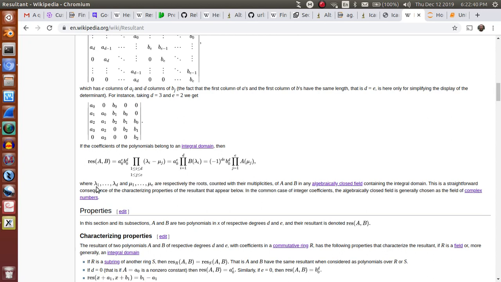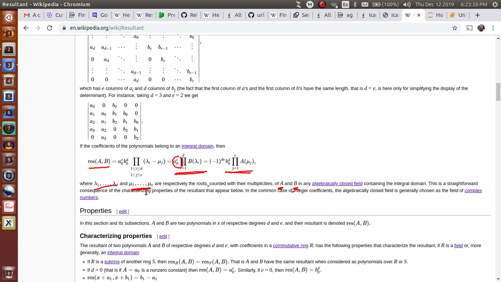See the lambdas here are the roots, counted by their multiplicities, of a, and the mu's are the roots of b. Notice these two, especially this one. The resultant is the product of the b polynomial evaluated at all the roots of a, and it's also the a polynomial evaluated at all the roots of b, with some extra coefficients tossed in the front.